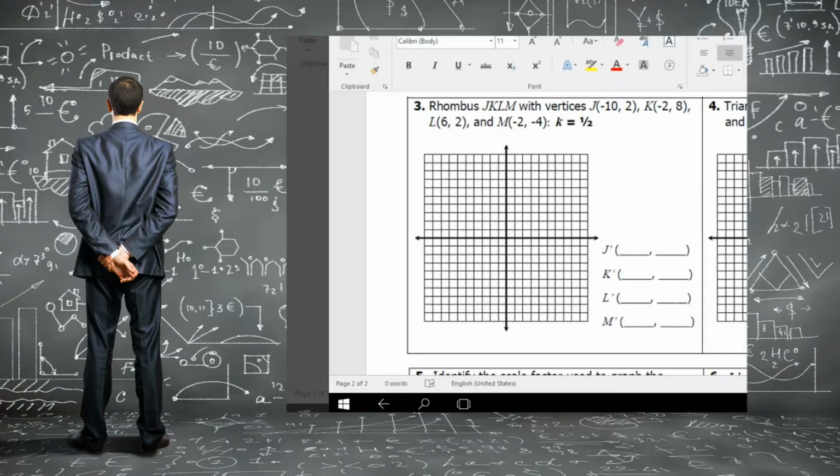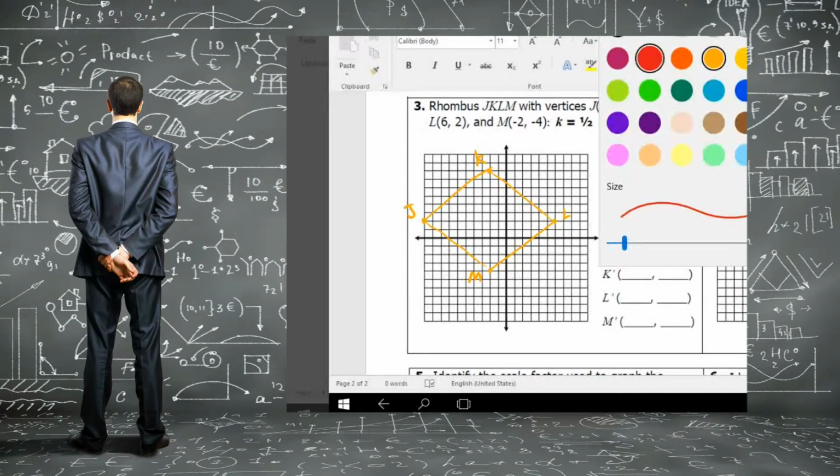Okay, and now number 3, take a look at the problem. Rhombus JKLM with vertices at these points. Bam, right there. And now we need to find our new points using the scale factor. So what's the scale factor here, guys? Take a look. It's 1/2.